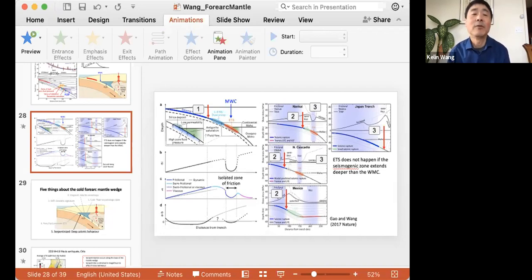The difference is that if you only look at the very long-term interseismic deformation, like for Cascadia, 300 years after the previous earthquake, then with or without the cold nose makes very little difference.